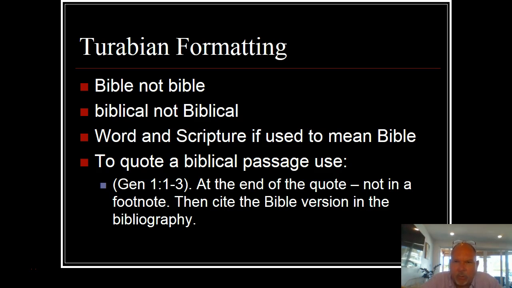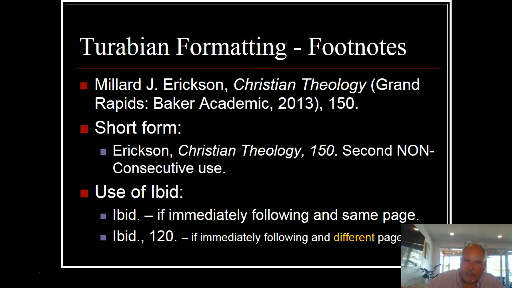Then cite the Bible version in your bibliography. So if you're using the NIV or the ESV or the NRSV or whichever version you're using, cite that in your bibliography. Then on footnotes, we continue to have some consistent problems. Millard J. Erickson, so in a footnote, full use of the author's name. And by the way, in your writing, the first time you write the author's name, you don't say last name only, you say first and last name. So if you're writing a sentence, it's Millard Erickson writes, in a quote, the first time you use his name.